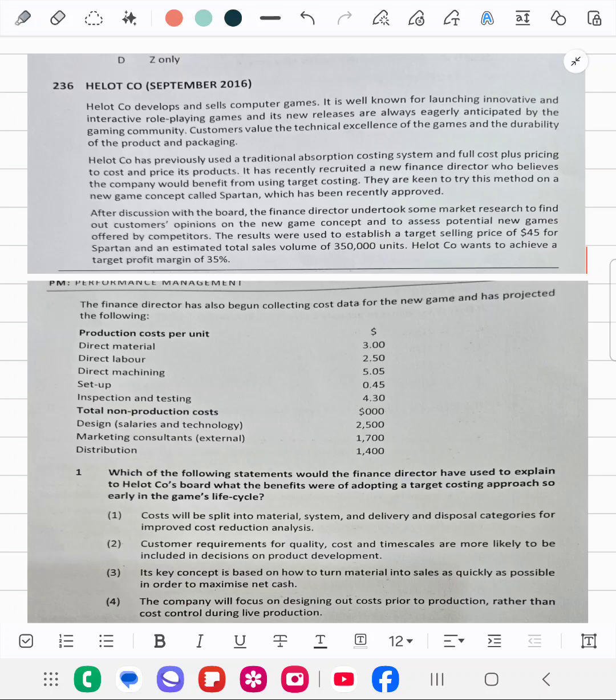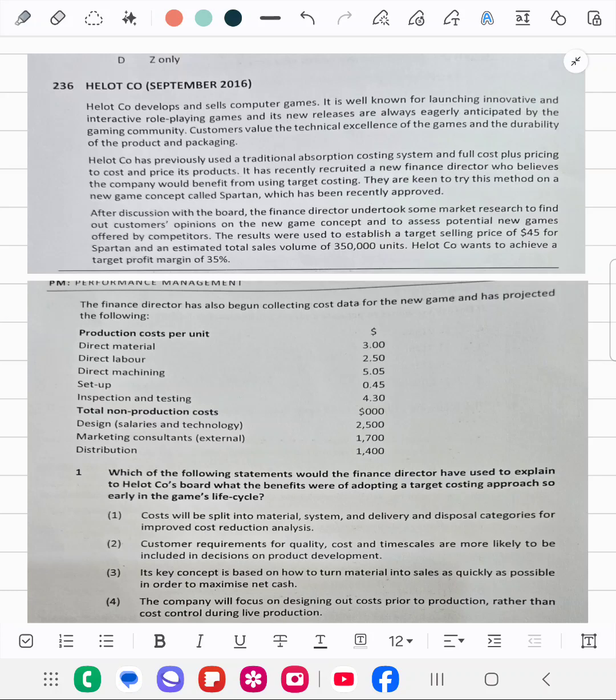It is well known for launching innovative and interactive role playing games, and its new releases are always eagerly anticipated by the gaming community. Customers value the technical excellence of the games and durability of the product and packaging. Helot has previously used a traditional absorption costing system and full cost plus pricing to cost and price its product.